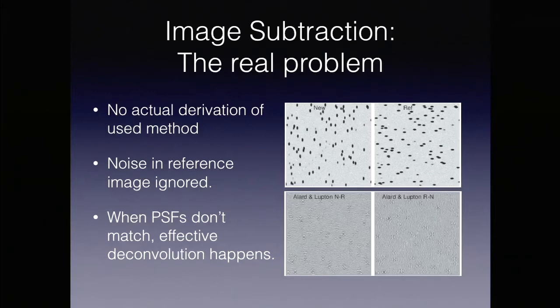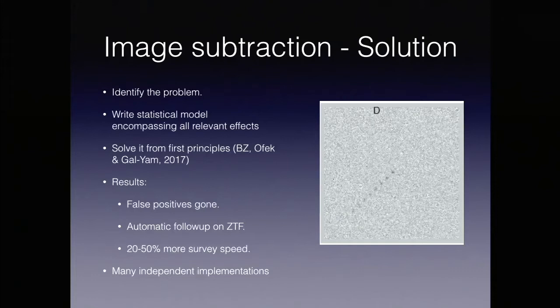Okay, so what was the solution? The solution was to first realize that it's a problem in the detection statistic and not some ghost. I don't believe in ghosts. And I write a statistical model that encompasses what I think are all the relevant effects. And then I try to solve it from first principles. And voila, false positives are gone. I say voila, false positives are gone, but actually there are like 50 stages in the analysis around image subtraction, 25 before image subtraction and 24 after. So only lately was it really established that the false positives are gone in the ZTF pipeline currently.